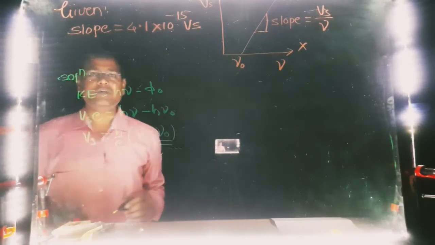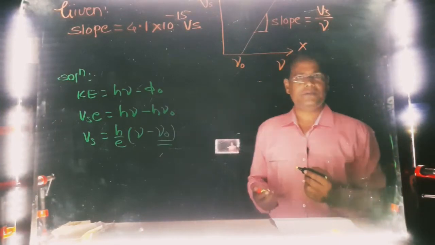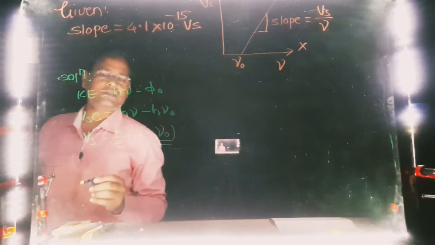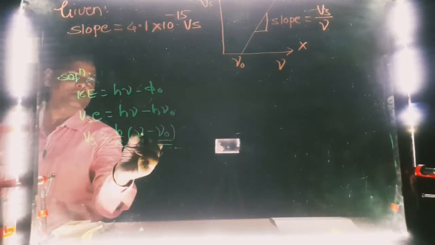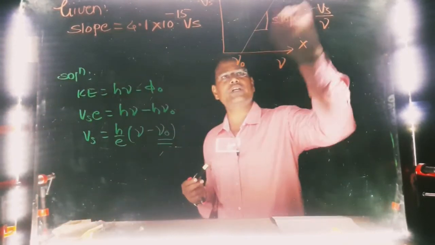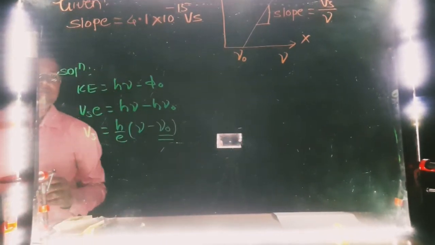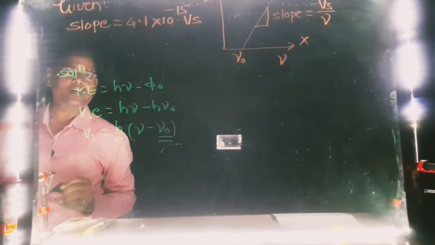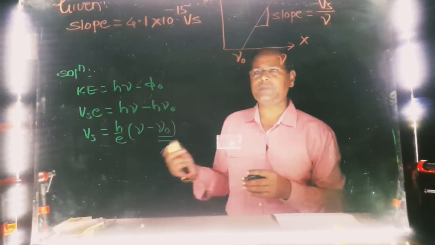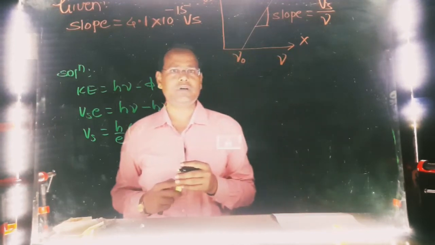This nu 0 is always constant for any metal surface, which is threshold frequency. So it is constant part. So stopping potential depends upon frequency linearly, and that graph is straight line with slope equal to h by E. This Vs is directly proportional to frequency. As we know, kinetic energy is directly proportional to frequency. Similarly, stopping potential is also directly proportional to frequency of incident radiation.